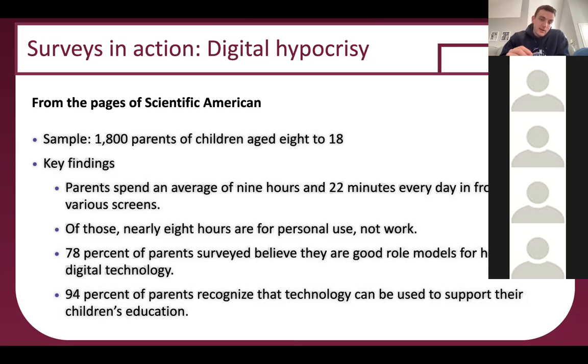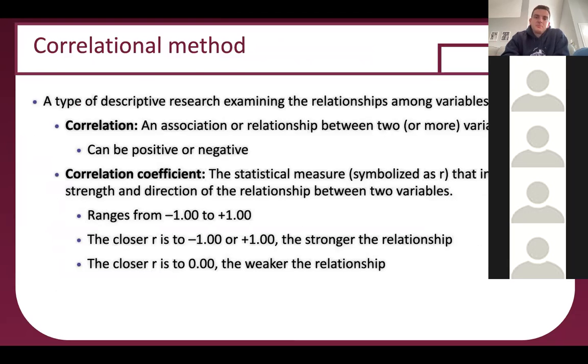Now, we also have those same parents, same set of data, saying that 78% believe that they are good role models for how to use digital technology. So we have the same people who are saying that they goof off most of the time, they're on their computer during the day, saying that they are good role models for showing their kids how to use digital technology, and that technology can be used to support their kids' education. So people tend to see themselves in a very favorable light, even if the data disagrees with them.